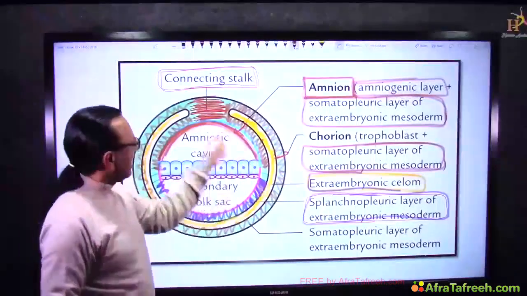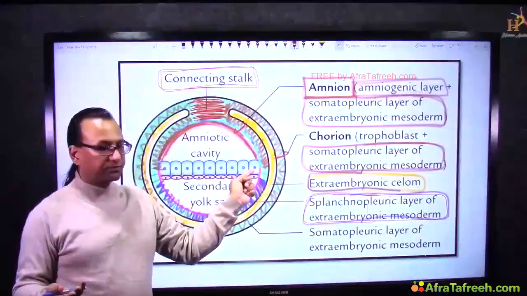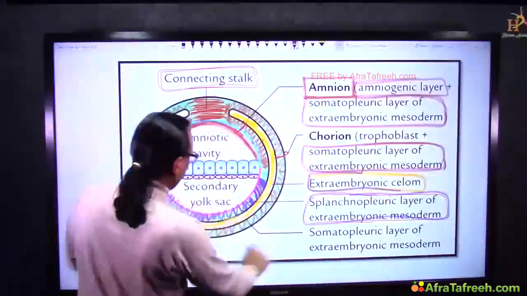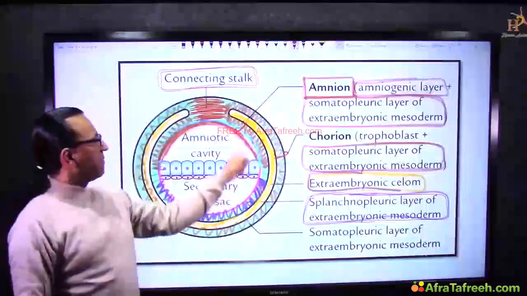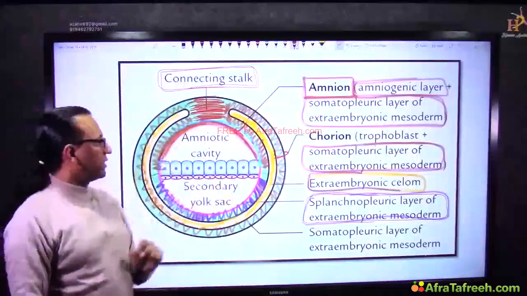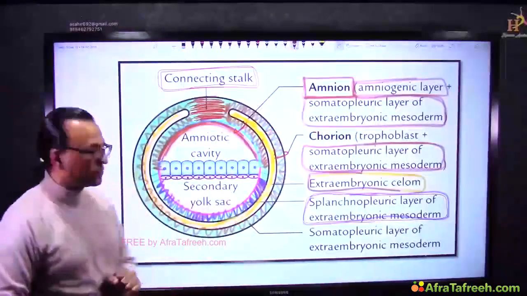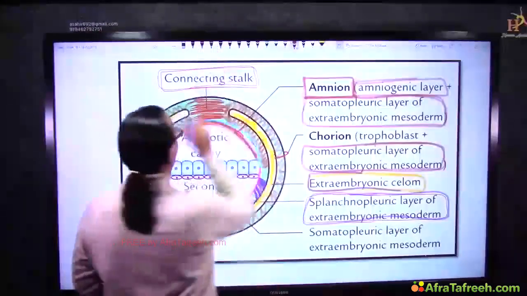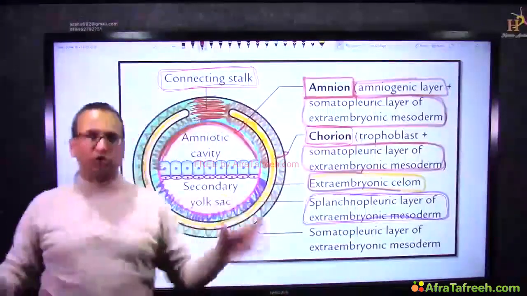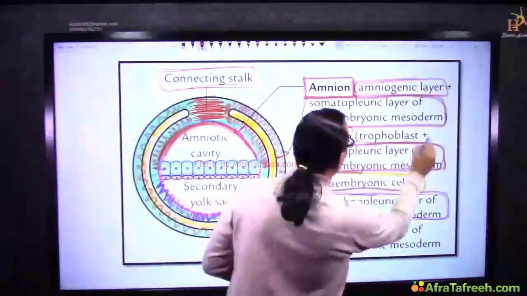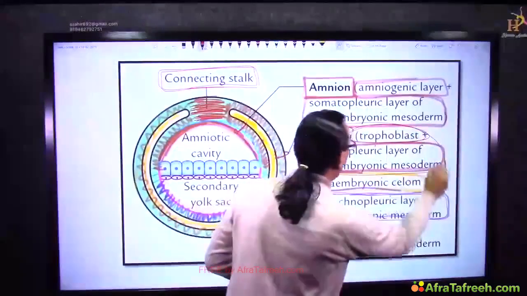Yes, but who gave the amniogenic cells? Amniogenic cells were given by trophoblast. The trophoblast, which is at the periphery, that trophoblast is giving us amniogenic cells. Then what about the chorion? Chorion is outside. If you say chorion is outside, fine, but what is chorion contributed by? So this is chorion, and chorion is outer trophoblast, and along with that, it is somatopleuric extra embryonic mesoderm.